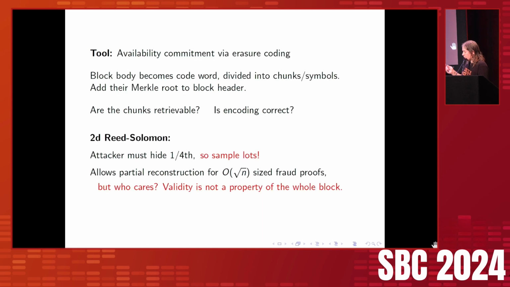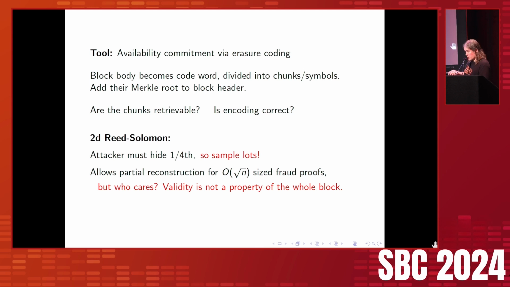Right. So another tool is availability commitments via erasure coding. The general idea here is that the block body becomes a code word in an erasure code, and then it gets chopped up into little chunks. And then you have a Merkle tree that commits to those chunks. The questions you should ask of an availability protocol are: are the chunks retrievable, and how do you know that the encoding is correct? The popular one is this 2-dimensional Reed-Solomon.